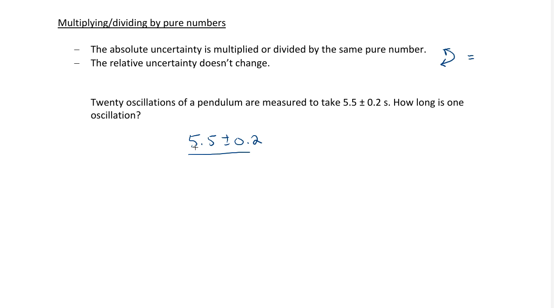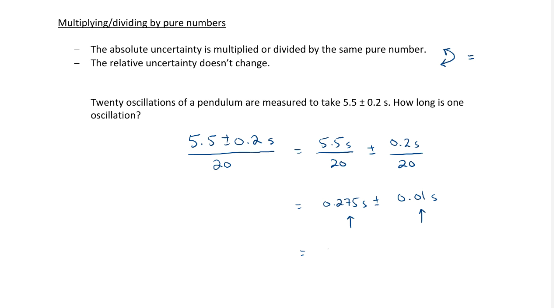Well, we would divide this value by 20. So 20 is a pure number. It's the number of oscillations. We're going to divide the uncertainty by that as well. So in other words, we get 5.5 seconds divided by 20 plus or minus 0.2 seconds divided by 20. And this would work also if we had something like pi or some other pure number. So our calculator gives us 0.275 seconds plus or minus 0.01 seconds, or rounding this to the same number of decimal places as this, which is what we always want to do for our uncertainties, is 0.28 plus or minus 0.01 seconds.